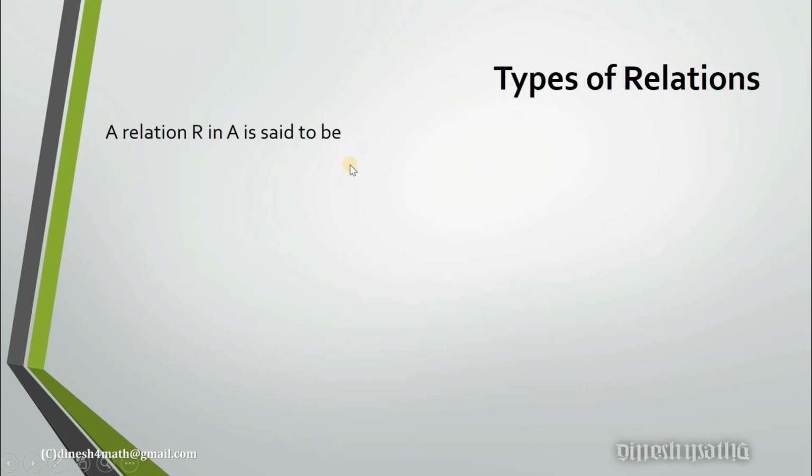So a relation R in A. Again I repeat, the relation will be defined on a particular set, and that set has the most importance, the significance that you need to take good care of. A relation R in A is said to be reflexive if A is related to A for every element A in the set. This is one way of writing, and there is another way of expressing it. Both are equally the same.